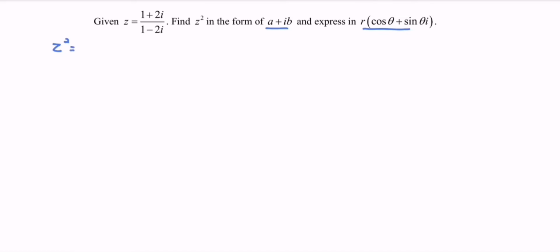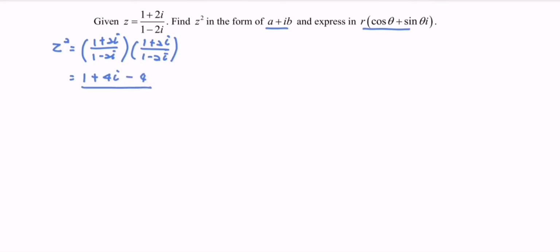So z squared means that we have 1 plus 2i over 1 minus 2i, squared. Kindly refer to the numerator. We have the multiplication, so kindly expand, where we have 1 plus 4i minus 4. Over at the denominator, again we have the multiplication of complex numbers. So we have 1 minus 4i and then minus 4.